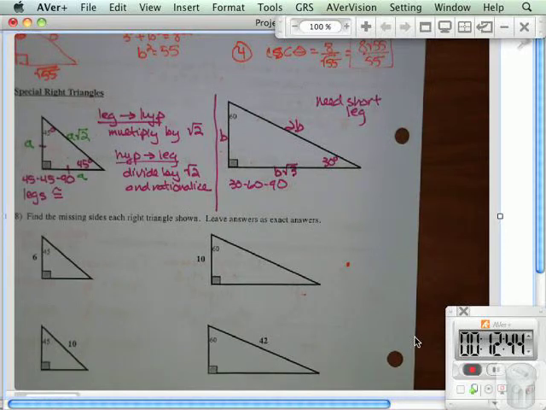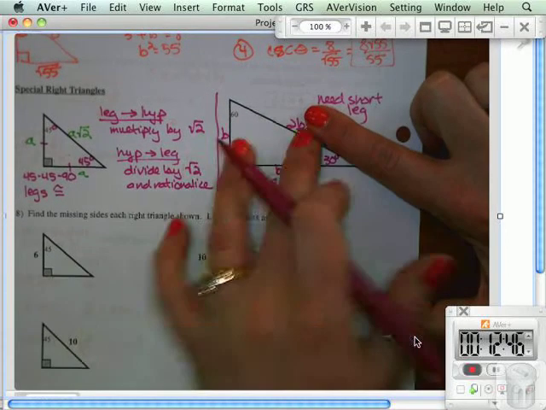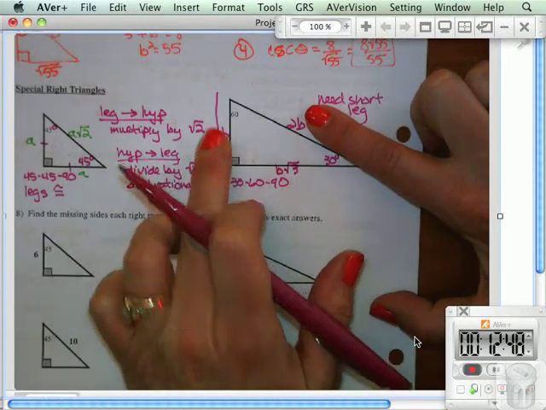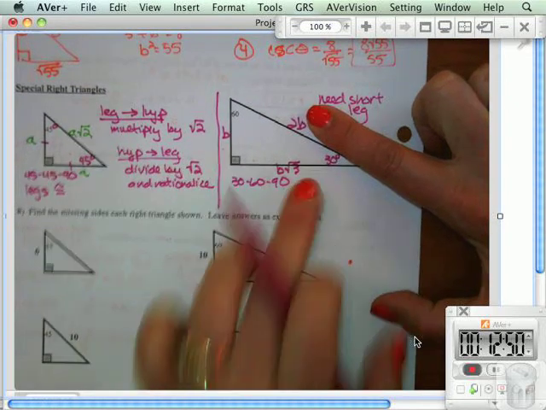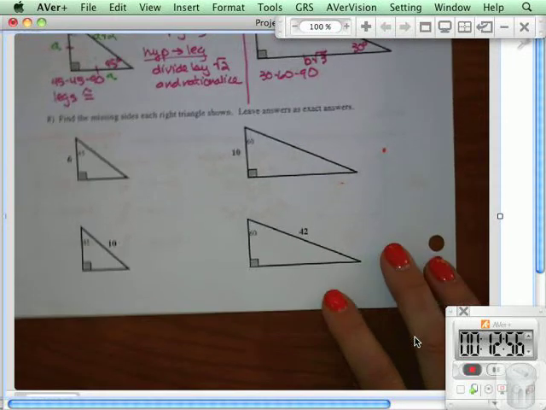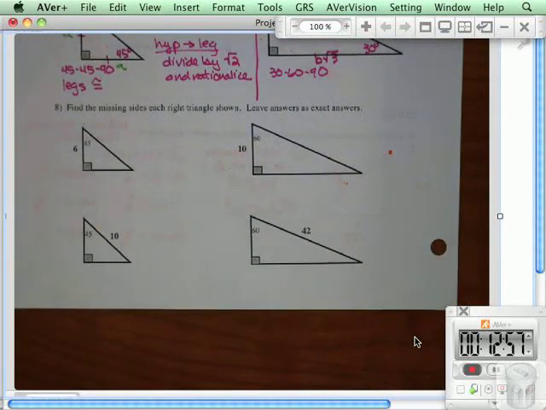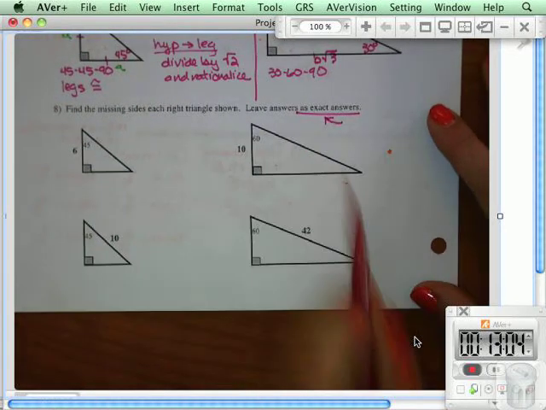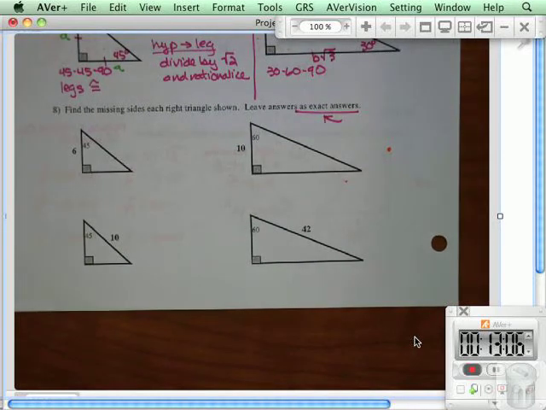So if you were given the hypotenuse, you would divide by 2 to get the short leg, and then you could multiply by the square root of 3 to get the long leg. You did a lot of this last year, or whenever you had geometry. Okay. All right. So let's practice that. Find the missing sides of each right triangle shown. Leave your answers as exact answers. When you see that, what does that mean? No decimals. You got to leave it with the square root.